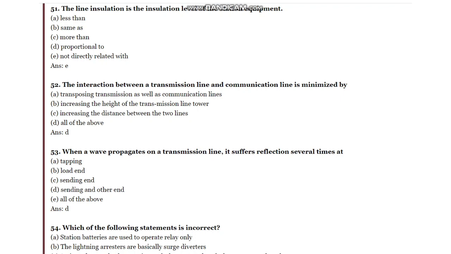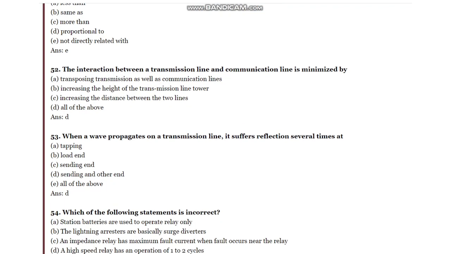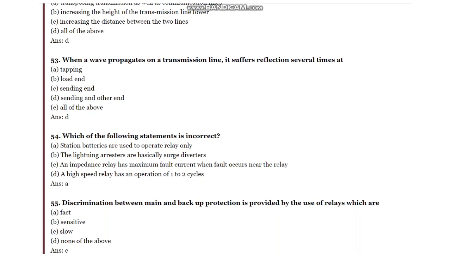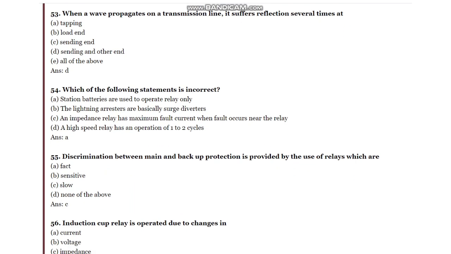Question number 52: the interaction between a transmission line and communication line is minimized by all first three, that is transposing transmission as well as communication lines, then increasing the height of transmission line tower, then increasing the distance between the two lines. Question number 53: when a wave propagates on a transmission line, it suffers reflection at sending and other end, that is D.